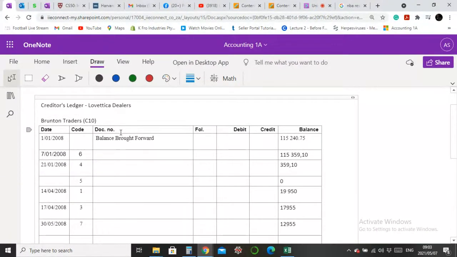So this is similar to the transaction that we did earlier. Remember again, Brunton Traders, this is a creditor. Here we're being charged interest on an amount that's overdue to us. So again, here we're simply going to write, oh, what's going on here?